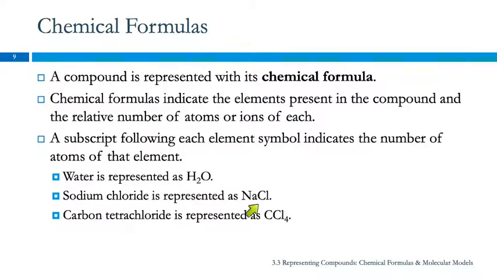Sodium chloride is represented as NaCl. This is the lowest ratio of sodium to chloride ions. There's 1 of each. Carbon tetrachloride, CCl4. 1 carbon atom, 4 chlorine atoms. And this illustrates how we need to be very careful with the letters when we write chemical formulas, because uppercase and lowercase can mean very different things.